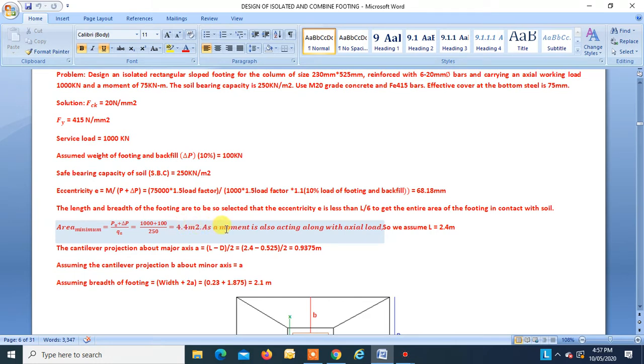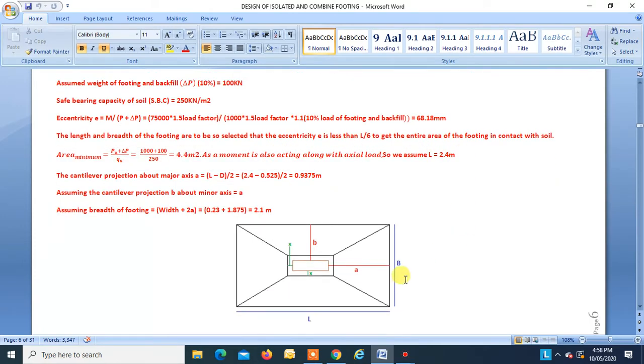But we know a moment is also acting with the axial load. So actual pressure will be this plus M by Z. So I am assuming L as 2.4 instead of 2.1, right? I'm assuming a larger L than required for Pu plus delta P divided by qa, because moment is also acting. So L is equal to 2.4 meters.